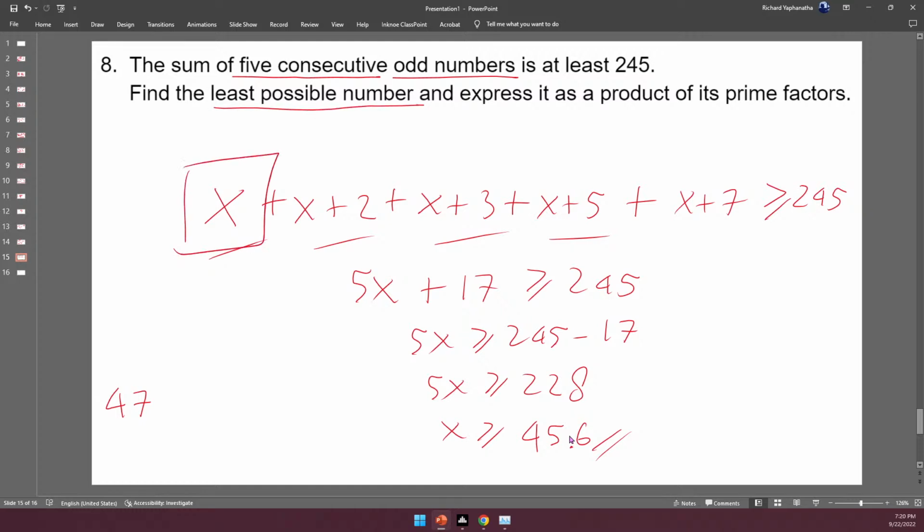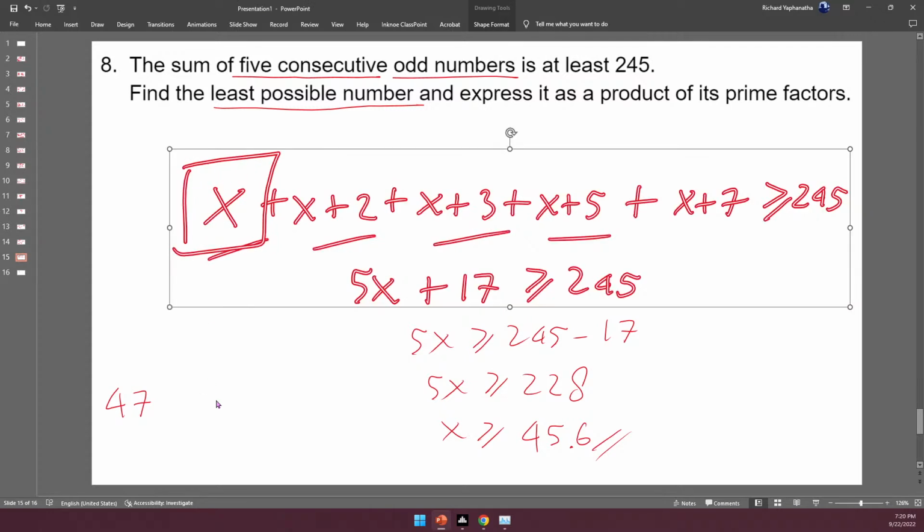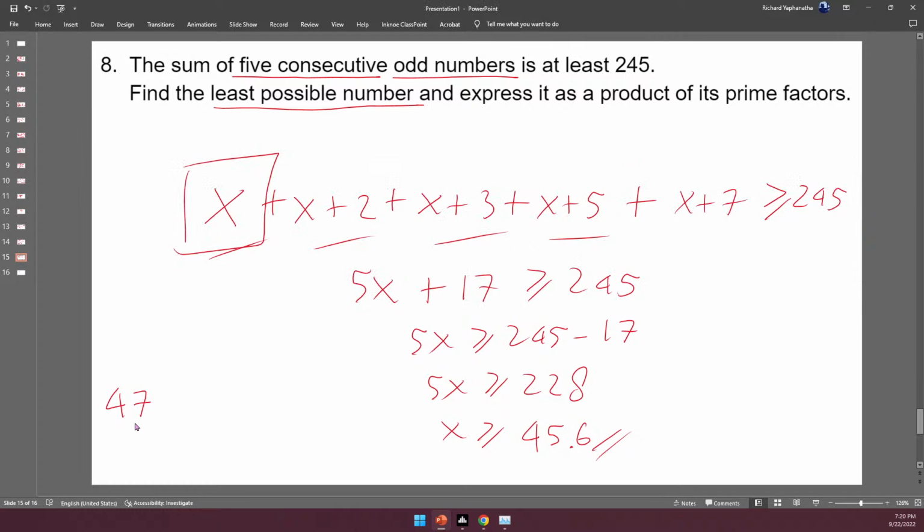So this one, sorry, I need to use the mouse to point. So this one, the least one, right? So the smallest one is the x. The x is 47. Why 47? Because we want to get something bigger than 45.6. It cannot be 46 because it is not an odd number. That's why we go to the next one. It is 47. And next, it asks us to express this as the product of prime factors. 47, it is a prime, I believe. Yes, it is a prime, so just that.